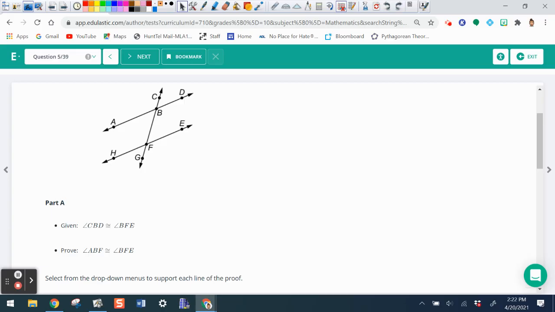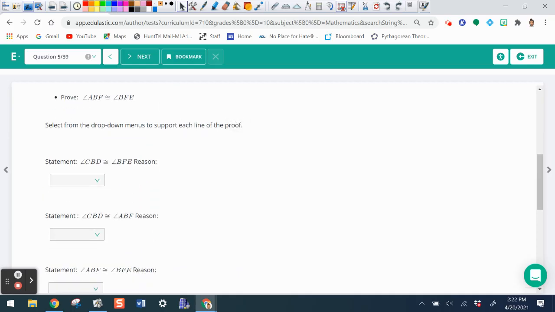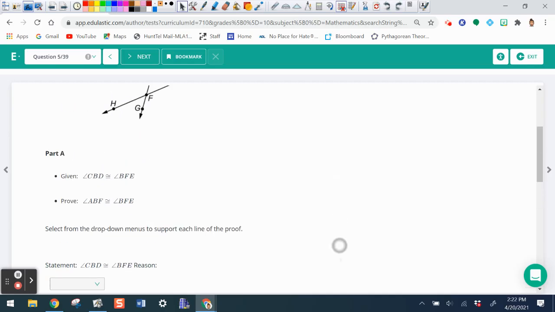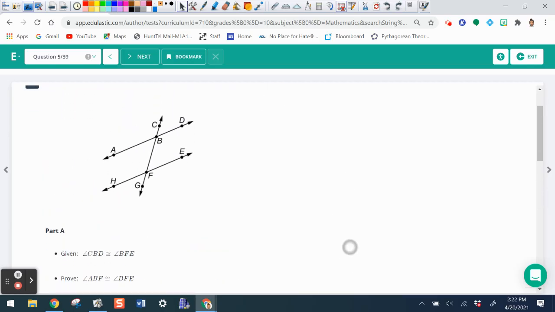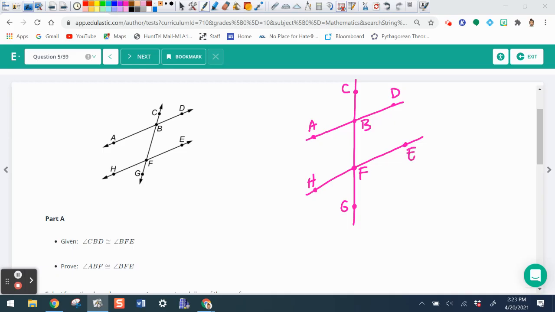So we are dealing with a proof. Let's look at what we have here. It says select from the drop-down menus to support each line of the proof. So that I can work through this proof, I'm going to quickly just draw what we have over here. Please ignore the rough drawing, it's just so I can scroll down and we can still see the drawing.